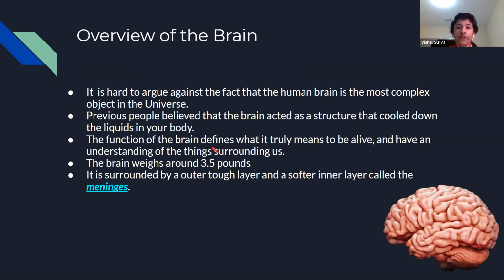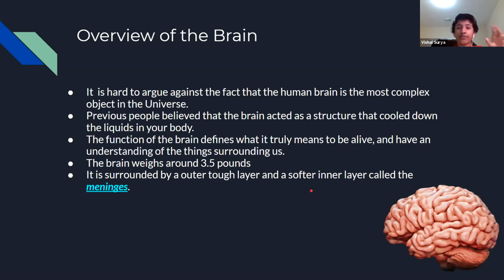So first, to give an overview of the brain. It is hard to argue against the fact that the human brain is the most complex object in the universe. That's because it can do what a lot of other objects can't. For example, it can learn things really quickly, which a lot of artificial intelligence and machines have been trying to replicate. It can also carry the information we see from our eyes and help us see an actual image. And it helps us move and do all these other complex things that have intrigued scientists.